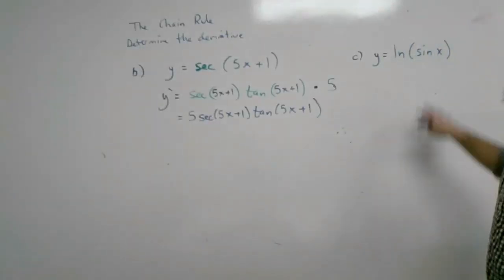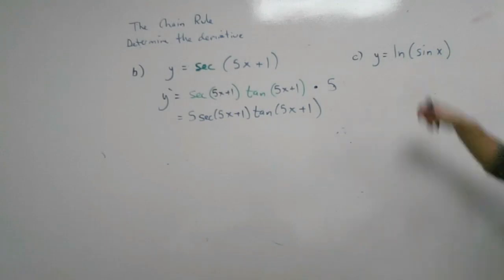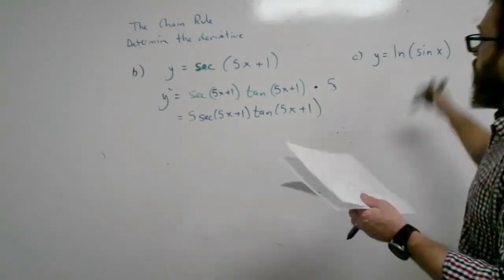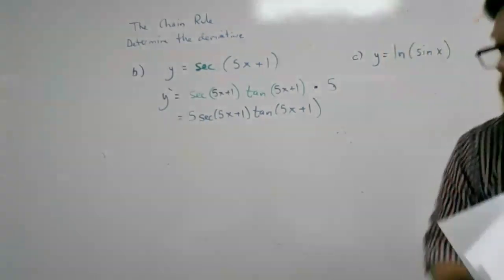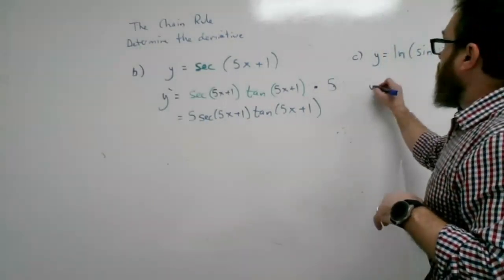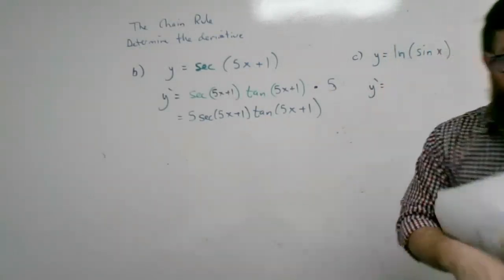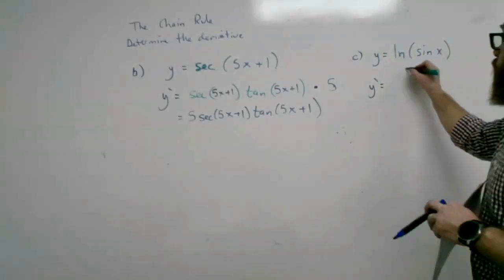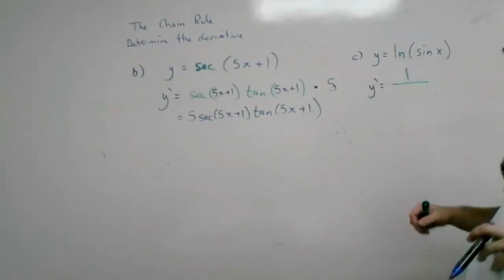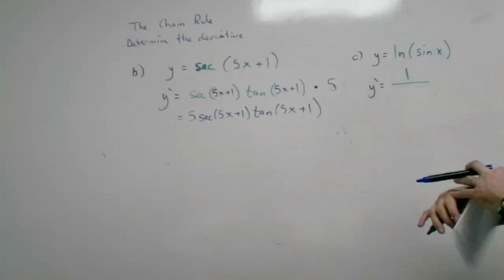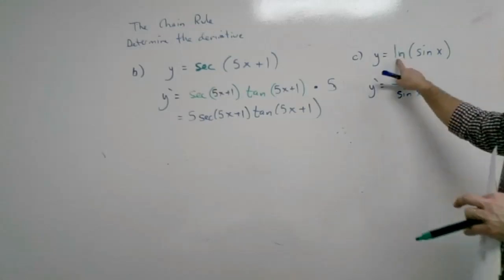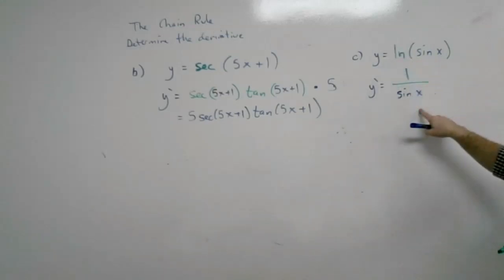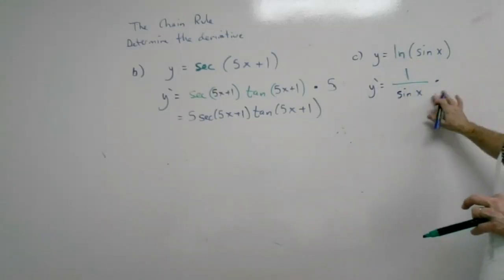If I want to take the derivative of the natural log function, remember your outer function being the natural log function, we have to take the derivative of the outside before we take the derivative of the inside. So y prime is going to be, well, the derivative of the natural log function is going to be 1 over its input. So this is going to be 1 over its input being your sine of x. So the derivative of the natural log of something is going to be 1 over that something, but I still have to take the derivative of the inside.